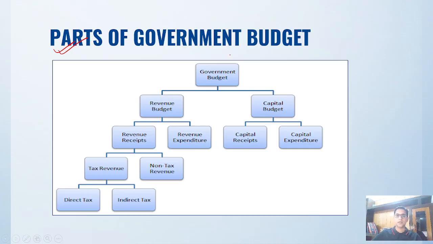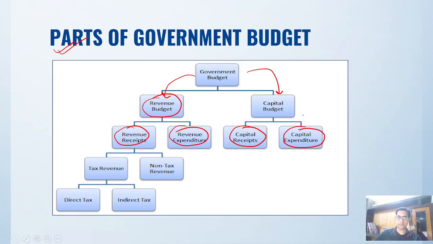So here, government provides two types of budget: revenue budget and capital budget. Revenue budget means how the government is getting revenue. Government gets revenues, government spends the revenue. Under the capital budget, government gets the capital receipt, and government does the expenditure of the capital receipt, right?